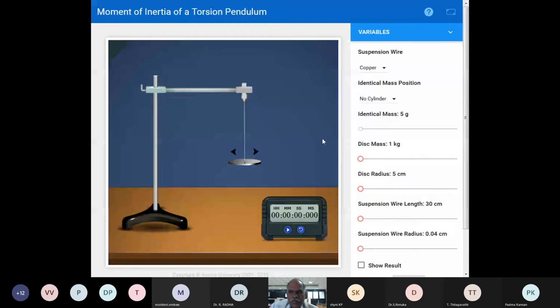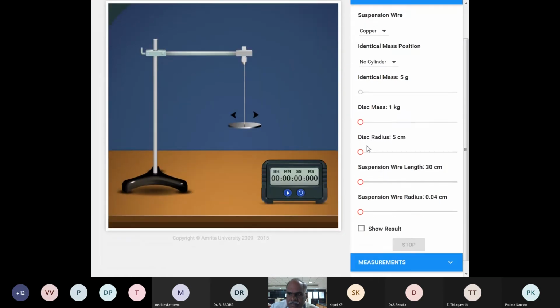So in the torsion pendulum, we are using the following parameters. So on the right side, we are choosing the wire material as copper. Then without mass, we are performing the experiment. So the disc mass is 1 kg. Disc radius is 5 centimeter.